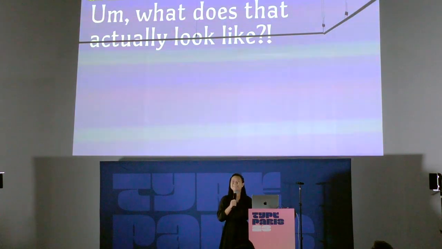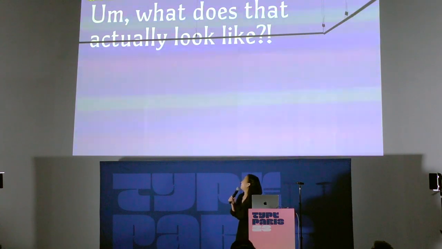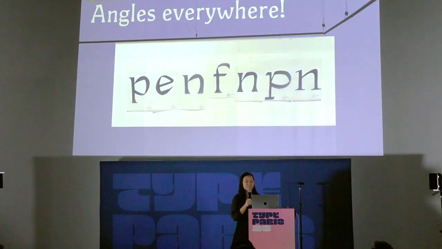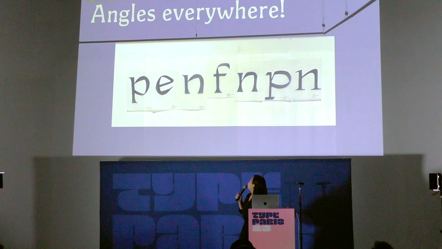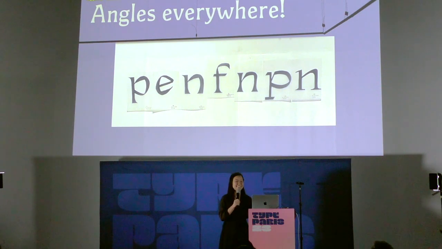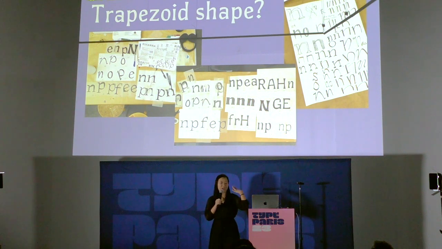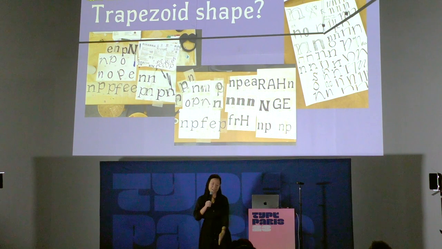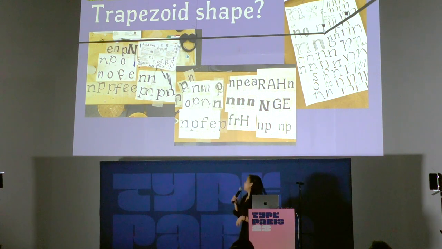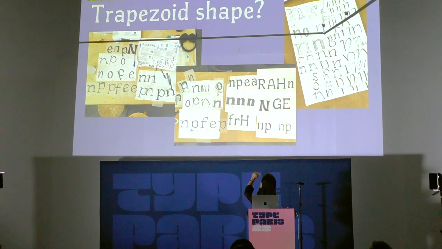What does this actually look like? We have to talk about what we want to do. I decided to start by experimenting with angles everywhere, because that's edgy. These were not particularly great experiments. Then, okay, we're going to take the literal jacket shape, with shoulders that are wide and kind of taper in. Here's a bunch of ends where I explored different shapes. And that didn't really work either.